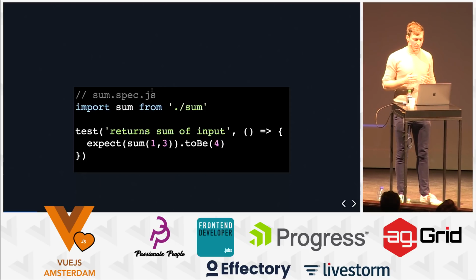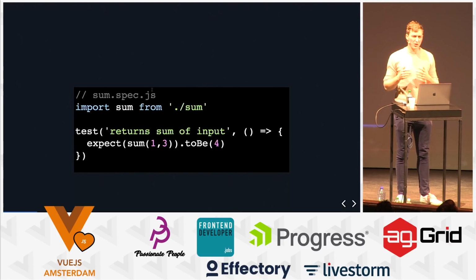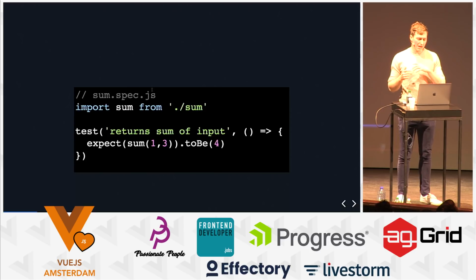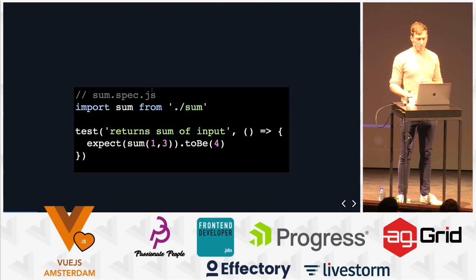So we give it a spec name to identify it in the output, and then we have the actual test function itself. We have an expect function, which takes a value, the sum of 1 and 3, and then it returns matcher functions. Here we're using a toBe matcher, and that matcher function takes a value and compares it to the value that expect was called with. If the values match, then it doesn't do anything, and the test will pass. If the values don't match, then it throws an error, and the test will fail.